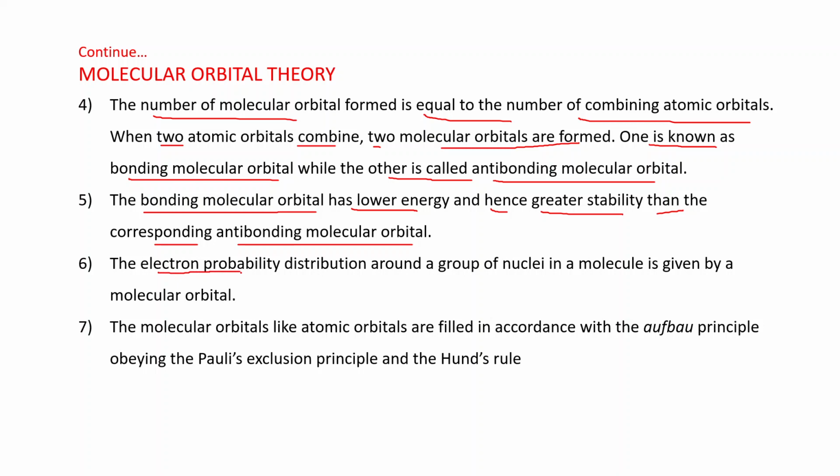The electron probability distribution around a group of nuclei in a molecule is given by a molecular orbital. The molecular orbitals, like atomic orbitals, are filled in accordance with the Aufbau principle, obeying the Pauli's exclusion principle and Hund's rule. These are the important points of molecular orbital theory.